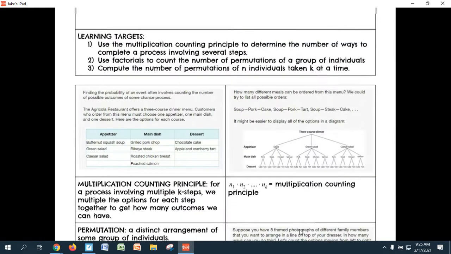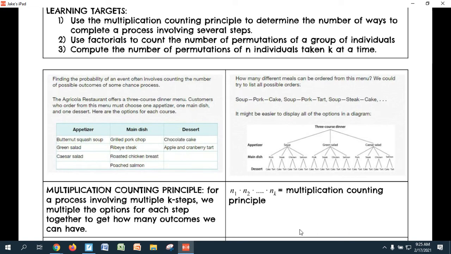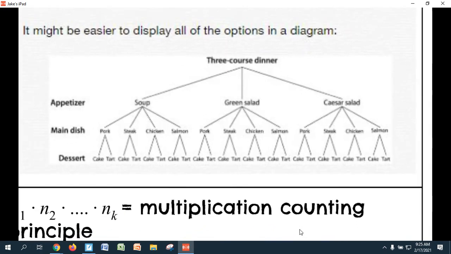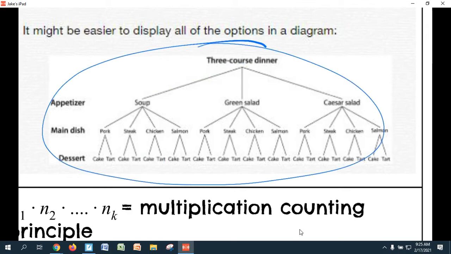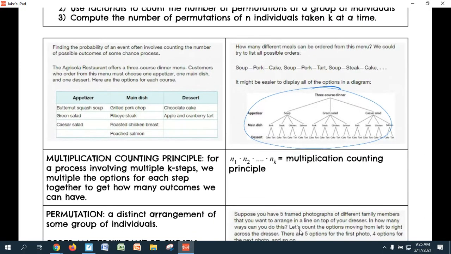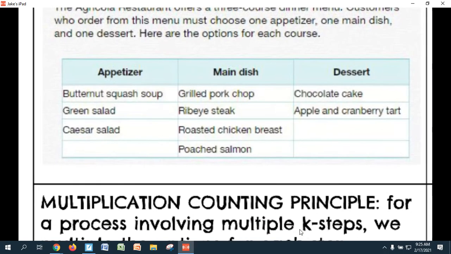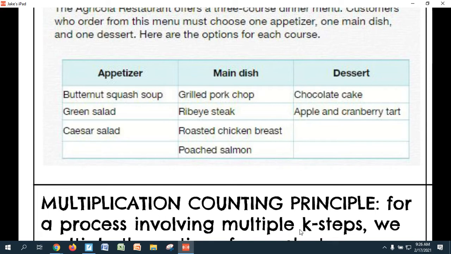you can use what's called the multiplication counting principle. If you look, here are all the different options. Like we could take soup, and then there are four different options for the main dish, and two different options for dessert. So all these are different outcomes, different combinations that we can have. This diagram shows you all the different possibilities. Or instead, we use the multiplication counting principle, like I said, to figure out how many total possible combinations we could do.